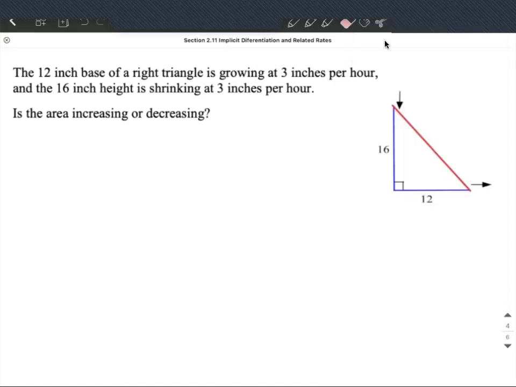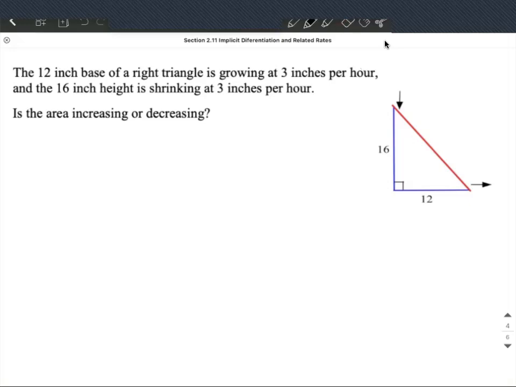Okay, let's read through this and interpret each one of the pieces of information that's been given to us. We're going to be working a related rates problem. So on this one, we're told that the 12-inch base of a right triangle is growing, getting bigger at 3 inches per hour. And the 16-inch height of this triangle is shrinking at 3 inches per hour. Our goal on this one is to figure out, is the area increasing or decreasing?